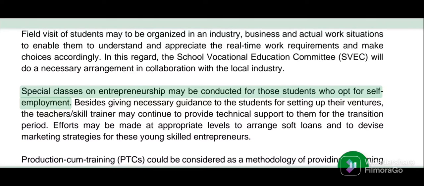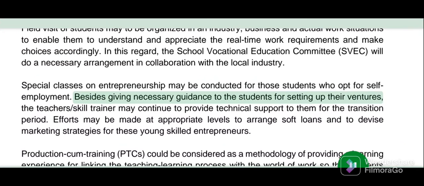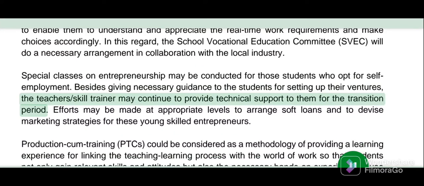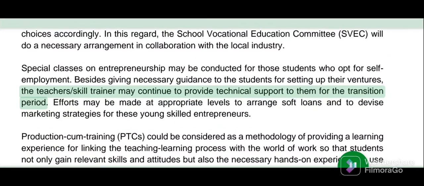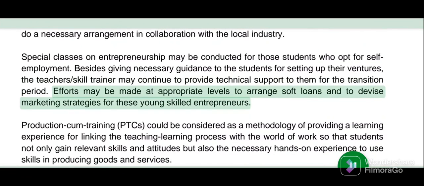Special classes on entrepreneurship may be conducted for those students who opt for self-employment. Besides giving necessary guidance to the students for setting up their ventures, the teacher or skill trainer may continue to provide technical support to them for the transition period. Efforts may be made at appropriate levels to arrange soft loans and to devise marketing strategies for these young skilled entrepreneurs.